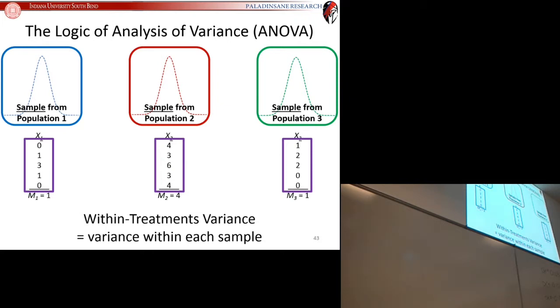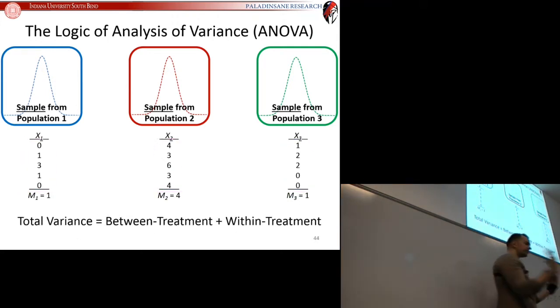All right, so now we got total variance, we got between treatments variance, we got within treatments variance. So why did we bring that up? Well, as it turns out, through a little bit of math magic, total variance equals between treatment variance plus within treatment variance. So the variance for the entire experiment equals the variance you have between the sample means plus the variance you have within each sample.